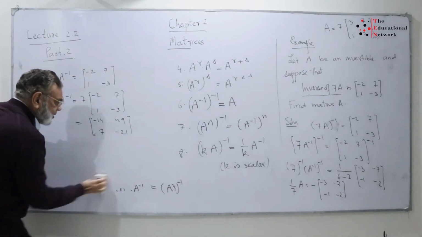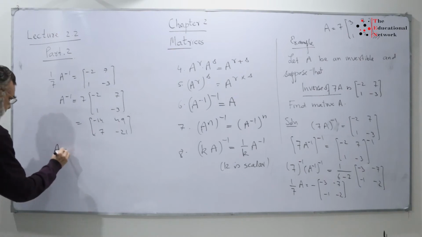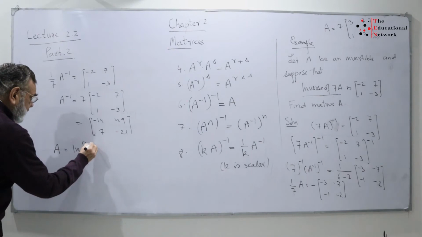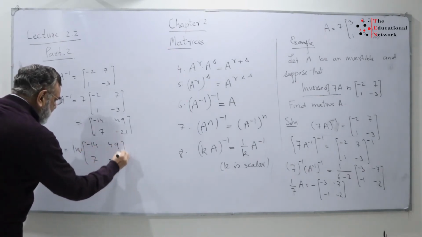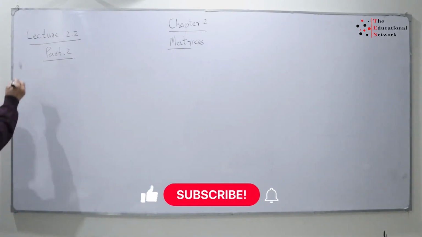Then taking the inverse, we have property number 6, inverse of A inverse is equal to A, and we take the inverse of this matrix, minus 14, 49, 7 and minus 21. You get the same result. So you can complete it yourself. We take another example.